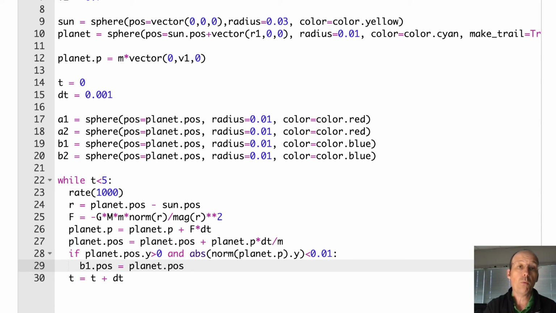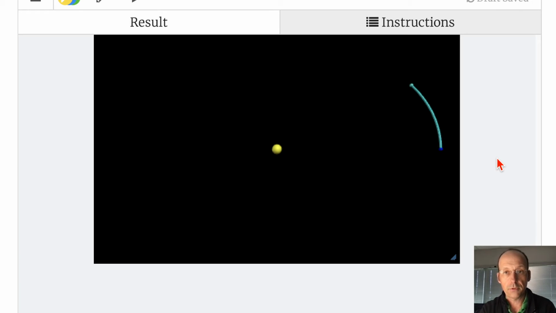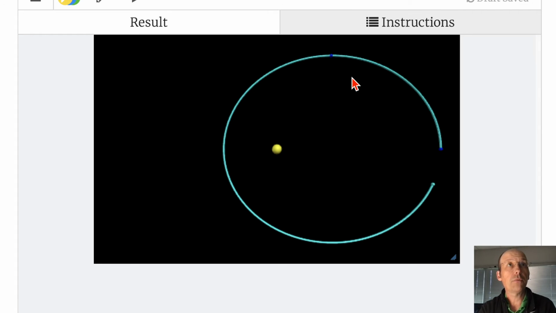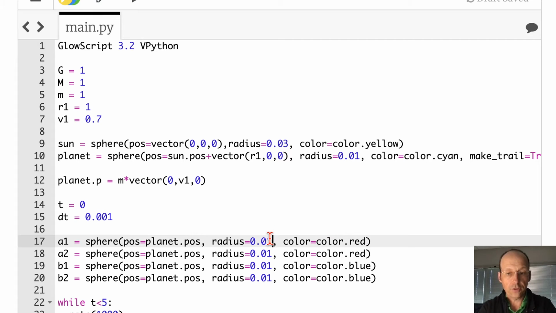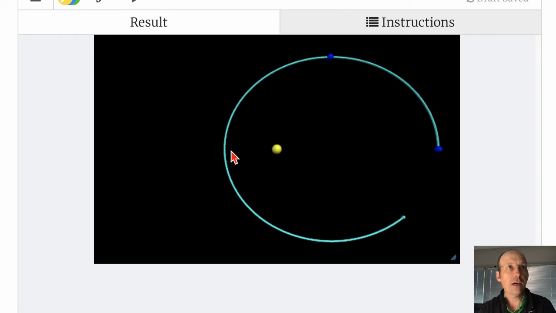Okay, so let's see if that works. Let's just see if it moves that dot just for that first one. So let's just try it out. Okay, see, there it is. Do you see that blue dot? Maybe I should make it a little bit bigger. Let's make these 0.2. So it looks like it did work. So there's the dot. There's the other one right there. Okay. So now I just need to do the same thing for A2 and B2.